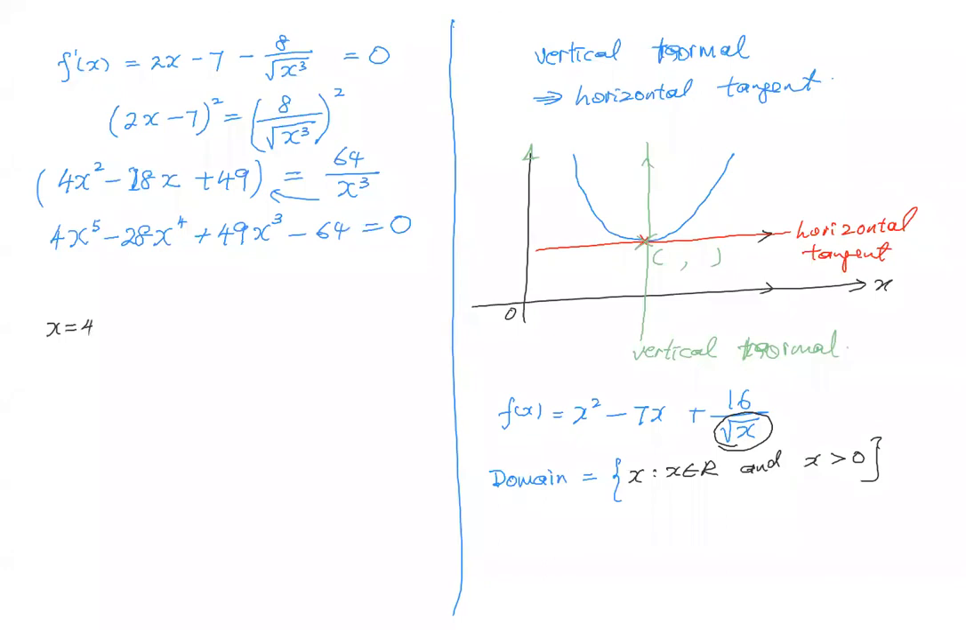When you substitute x equal to 4 in, you will see 4 to the power of 5, take away 28 times 4 to the power of 4, plus 49 times 4 to the power of 3, take away 64. So you get this. So how are you going to solve this without a calculator? Can someone enlighten me how to solve this?